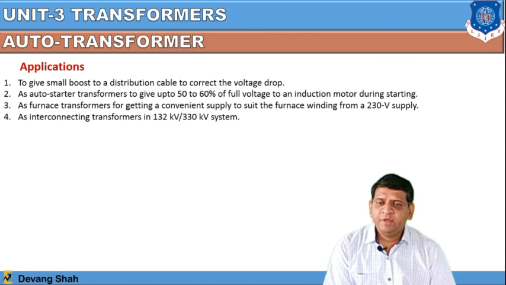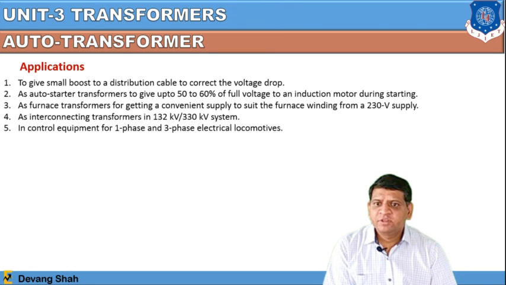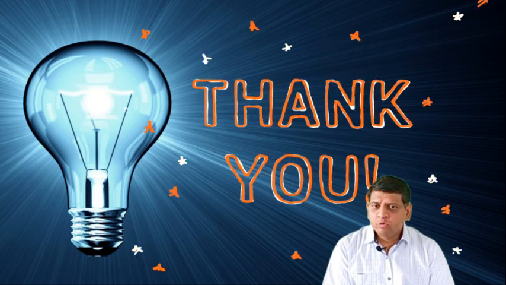So here we have learned about the construction of the auto transformer and how we can save copper in the construction of the primary winding as well as the secondary winding in an auto transformer, right. In the same way you can find one more application, which is in control equipment, and in one phase and three phase electrical locomotive applications.